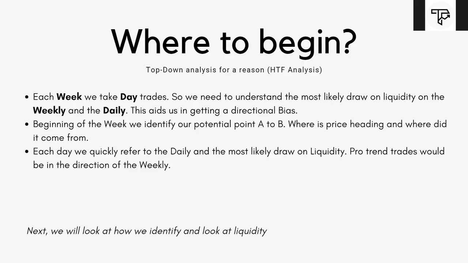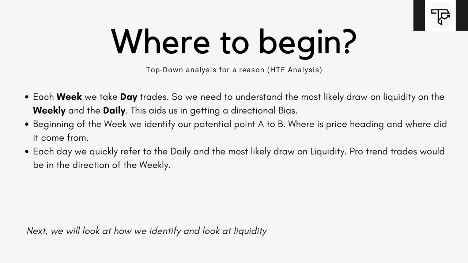When I'm talking about high time frame analysis or weekly analysis, or what's happening on the weekly, I'm specifically looking at liquidity. Where is the liquidity on the weekly? Where is it on the daily? And so on. This helps us get that directional bias. Each week we take day trades, so it's important to understand the most likely draw on liquidity on the weekly and the daily, because we are trading a weekly candle and taking day trades in that week. If you think technically about it, that is how our trading is formed each week. So knowing where the liquidity is on those days and weeks aids us in getting a directional bias.